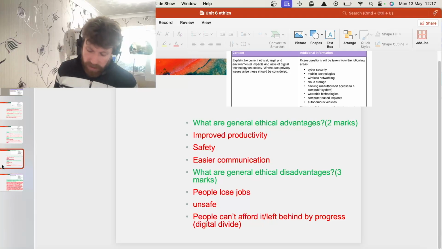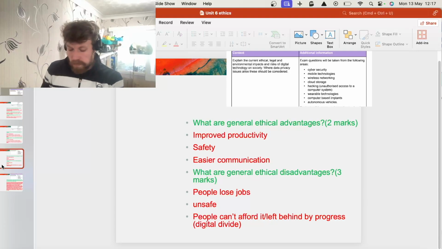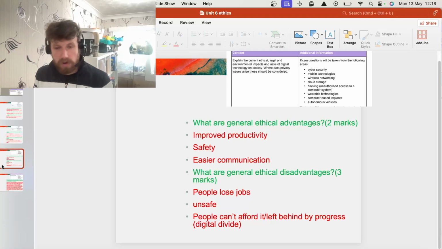A big point that they like you to talk about is something called the digital divide. So some people are going to have this, whatever technology it is. So if we talk autonomous vehicles, some people are going to benefit from that. Some people may not be able to afford it. That means it's going to create a divide between the haves and the have-nots. And you can make that about a lot of points.